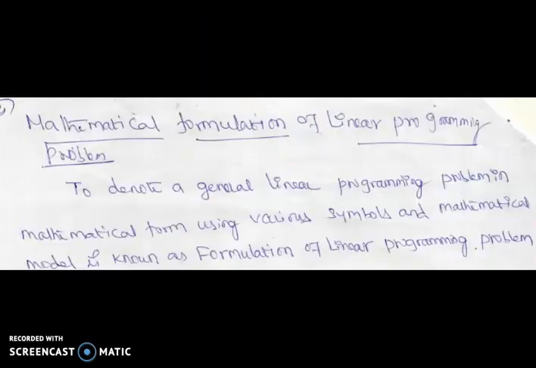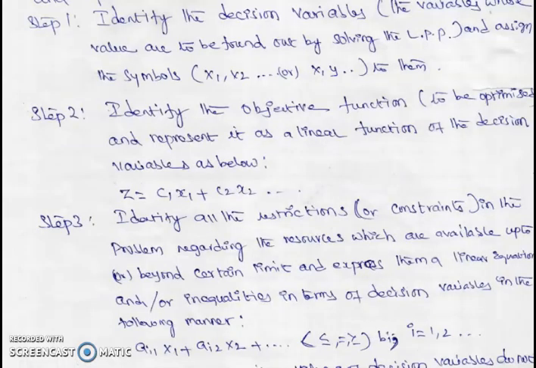In the linear programming model, the first topic we have to discuss is the mathematical formulation of linear programming. What is a mathematical formulation of linear programming? Denoting a general linear programming problem in mathematical form, using various symbols and a mathematical model, is known as the formulation of a linear programming problem. Solve the linear programming problem by using a mathematical formulation.